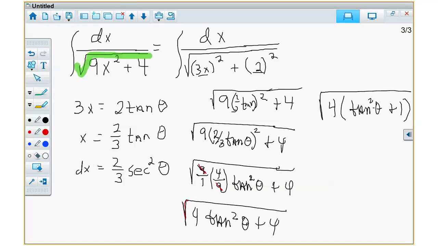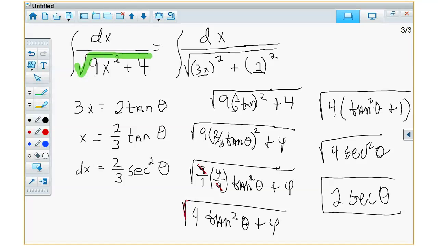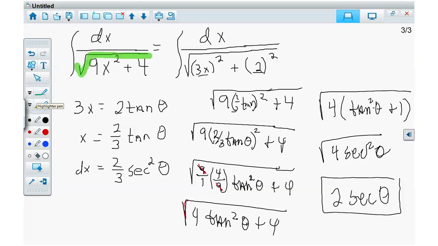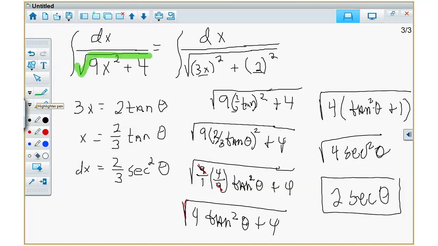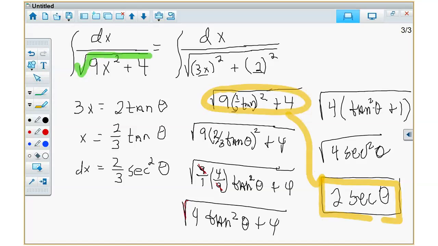And what is tangent squared theta plus 1? Secant squared theta. So that's 4 secant squared theta, and the square root is 2 secant theta. So you take your handy dandy highlighter, and this guy right here is equal to this guy in terms of theta. So now, step one is done.